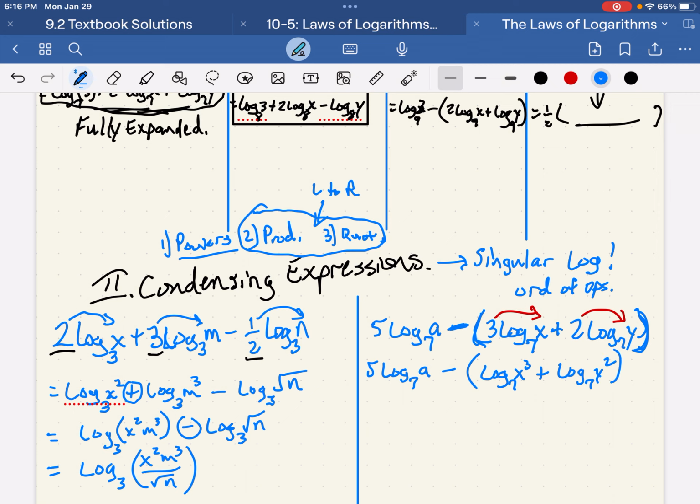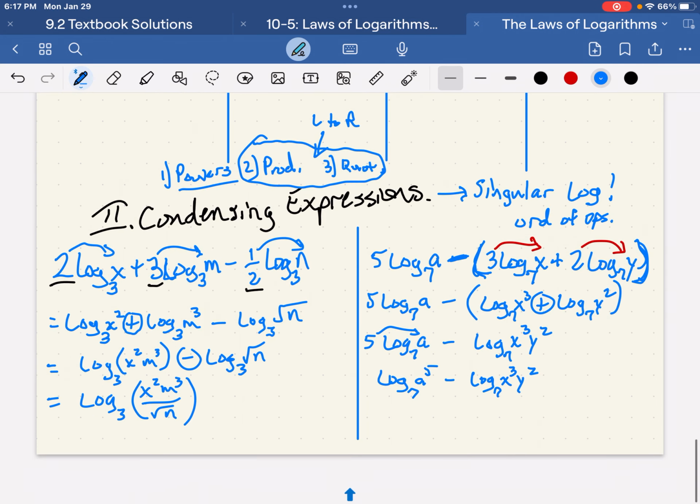Okay, well, I'm still in the parentheses. I can now apply the product rule. So I have 5 log base 7 of a minus log base 7 of x cubed times y squared. Okay, the next thing I can do, I could have done this a while ago, is bring the 5 up. Log base 7 of a to the 5th minus log base 7 of x cubed y squared.